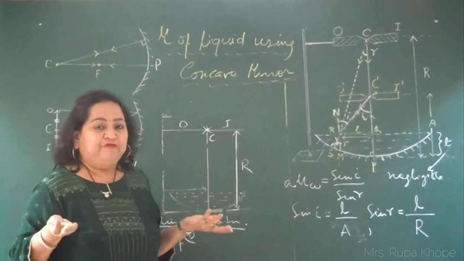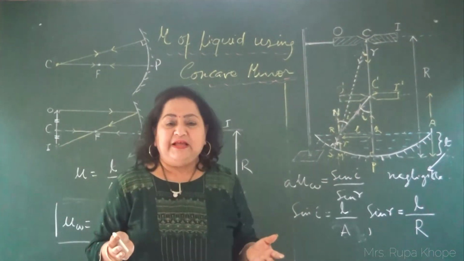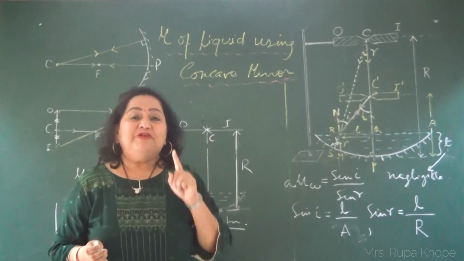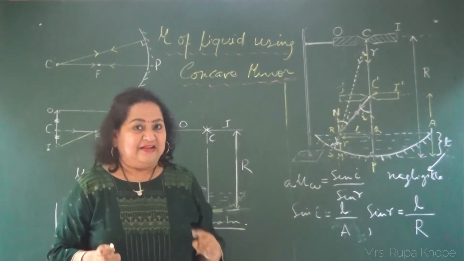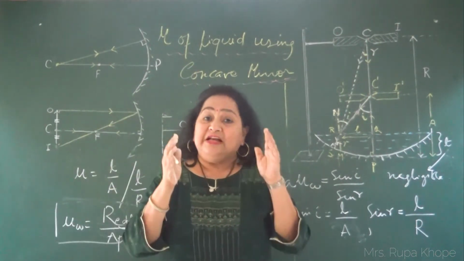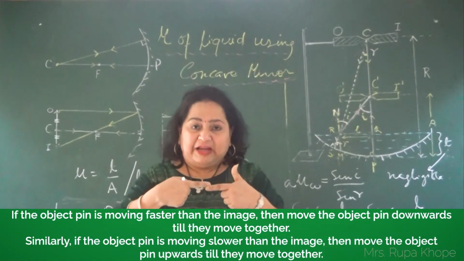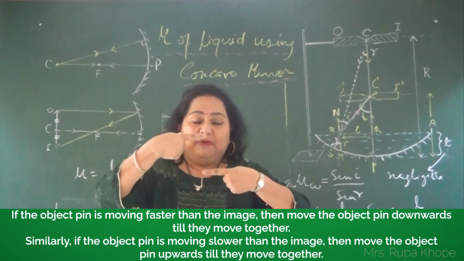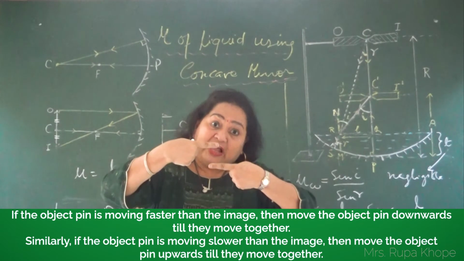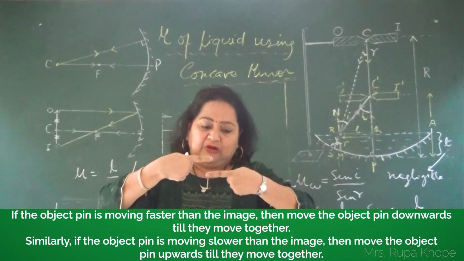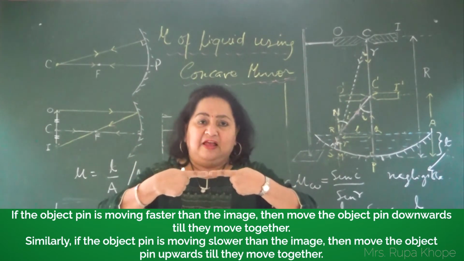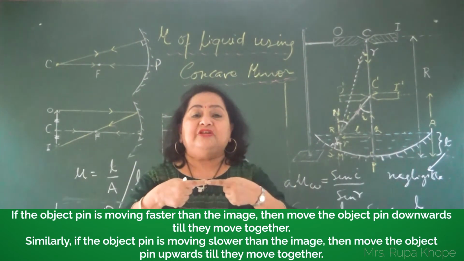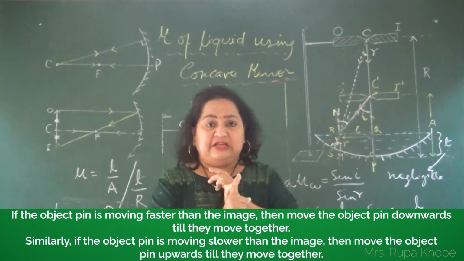So we have to perform the experiment. It's a very simple experiment. Only one technique you must follow, that is you must know how to remove the parallax. So in order to remove the parallax, write down this trick. When we want object and image moving together, if by chance the object is above the actual image, then you have to take down the object pin. And as you take down the object pin, you will find that at one position they move together. This is the first thing.